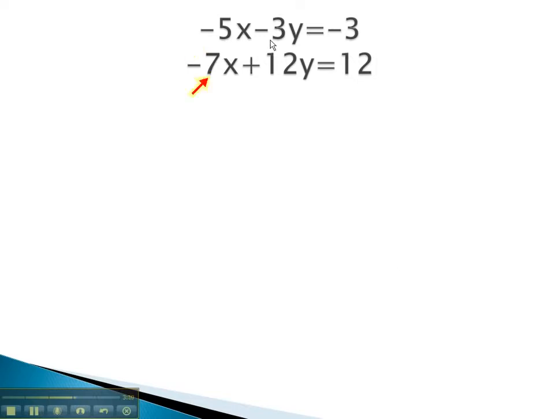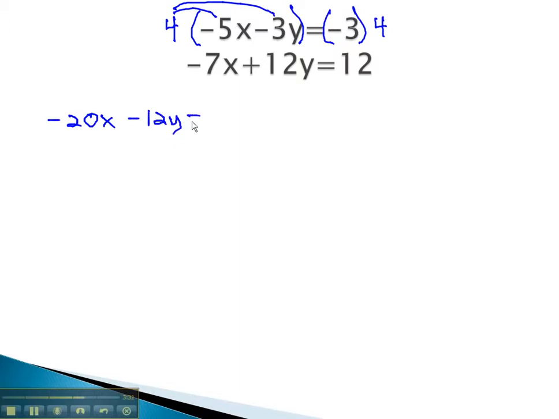However, on the y's, we can do just that. If we multiply the negative 3 by 4, we'll get the opposite of 12, or a negative 12. So let's multiply that equation by 4 on both sides. As we distribute, that'll give us negative 20x minus 12y equals negative 12. The other equation, unchanged, is negative 7x plus 12y equals positive 12.